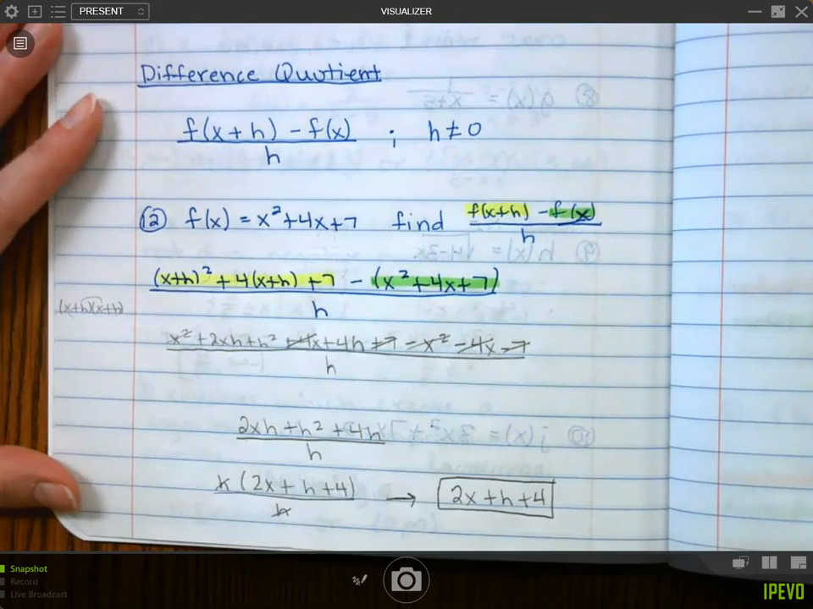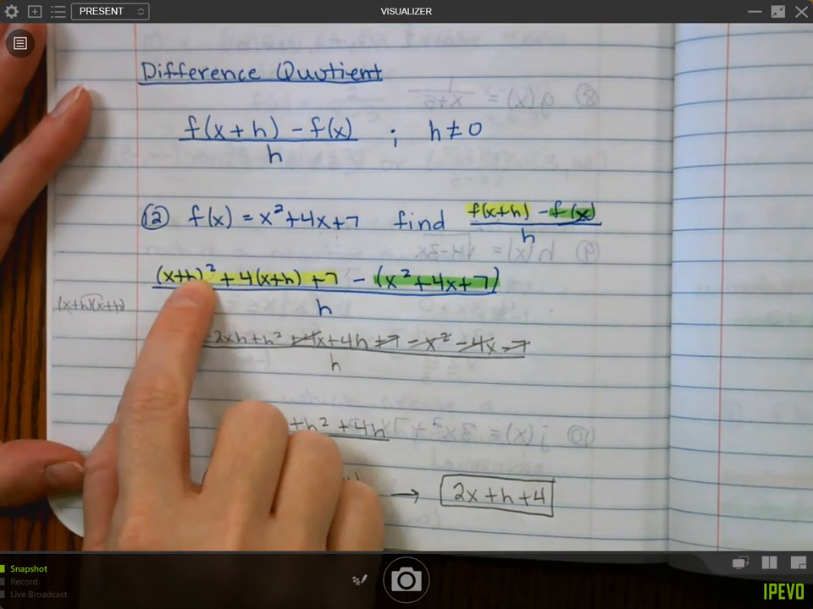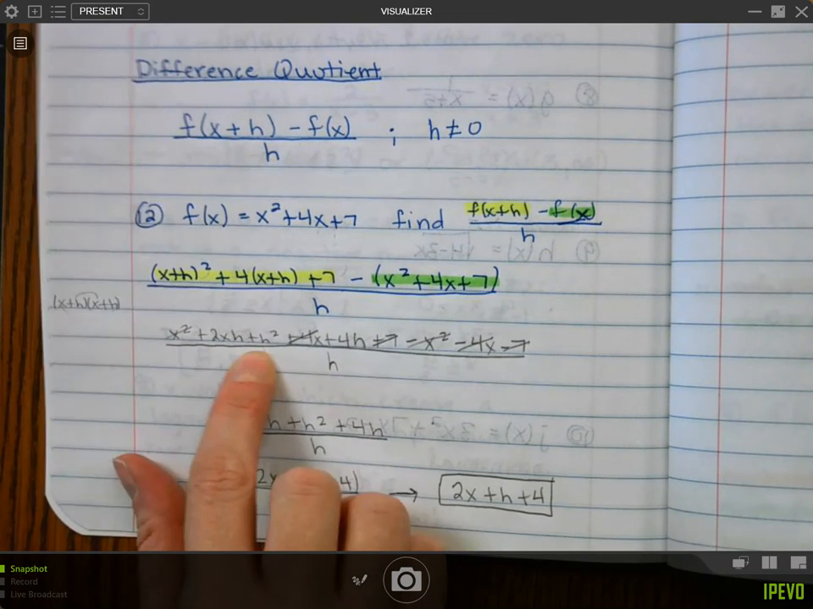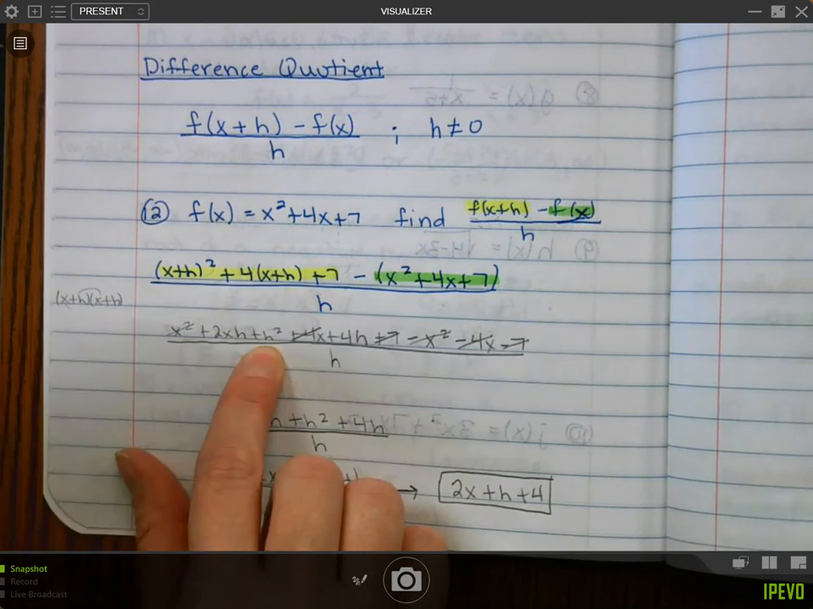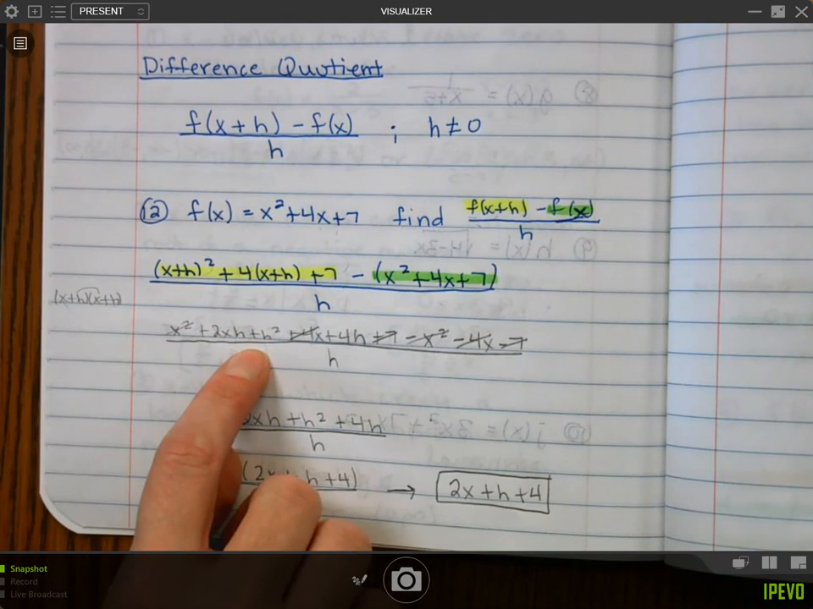All right, then you have to do the work to clean all of that up. So if we do x plus h squared, we get x squared plus 2xh plus h squared. You can go over to the side and distribute it out and see that that's how this comes about.